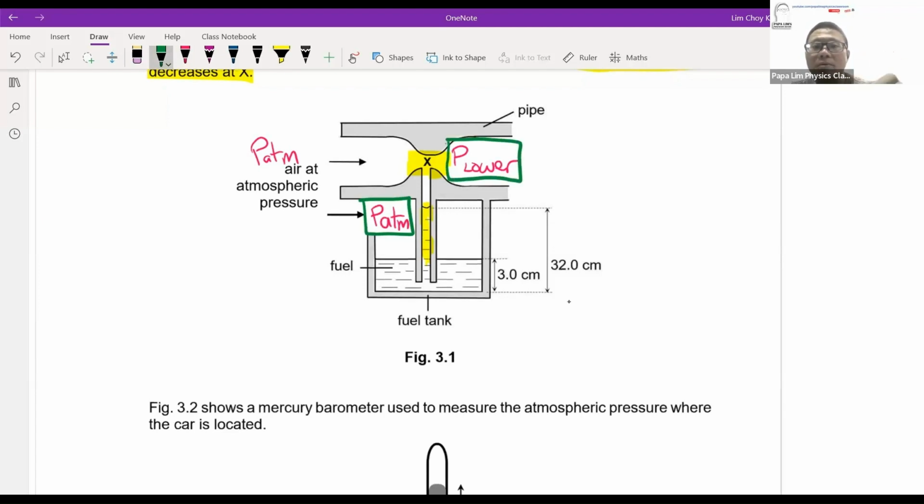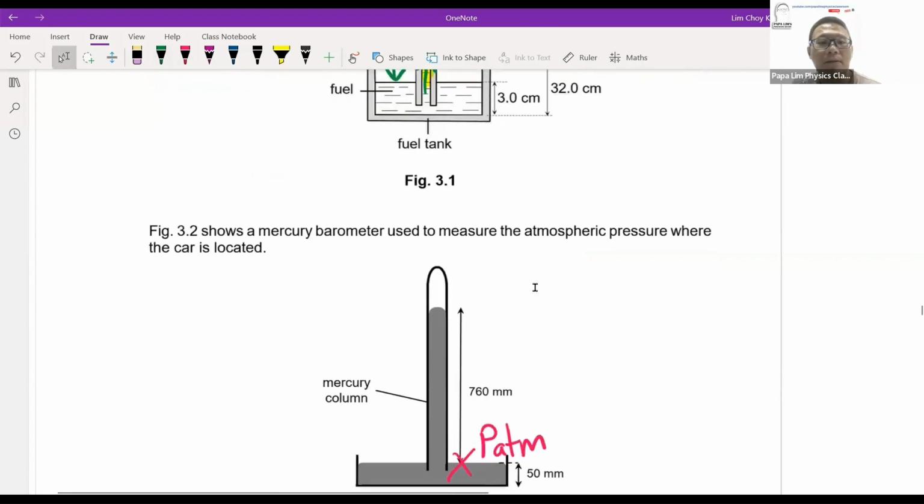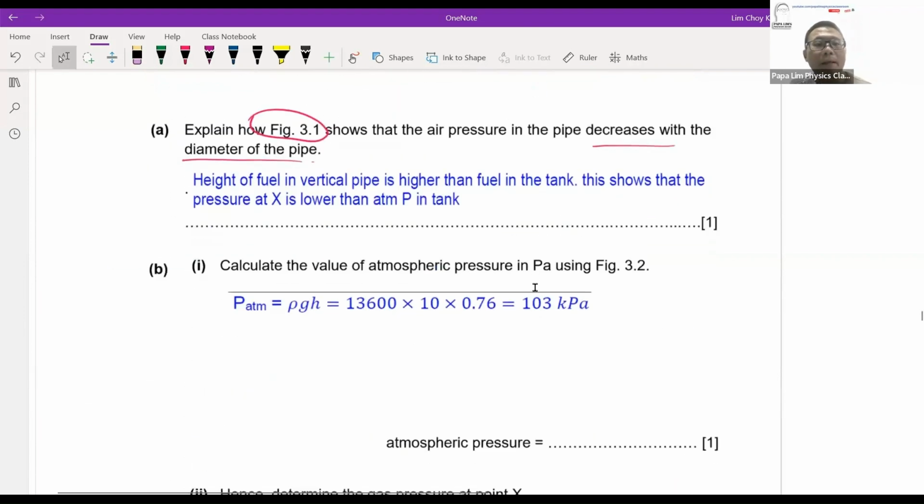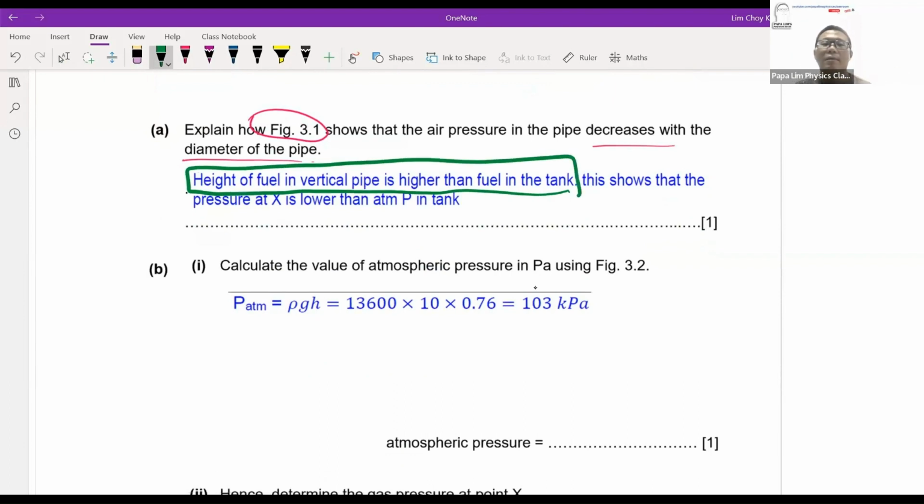Because of the pressure difference, the force will push the water level up. That's how we know that, because of the slightly higher height in the water level, the pressure at X is lower than the atmospheric pressure, because the water level has been shot up. And this is what you need to tell the marker: because the height of the fuel is higher than in the tank, the pressure at X is lower than the pressure in the tank.